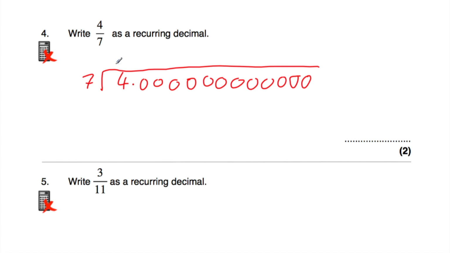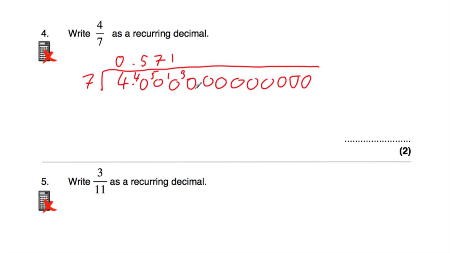So 7. So how many 7s go into 4? So it's going to be 0, remainder 4. How many 7s go into 40? Well, 6 times 7 is 42, so it's not going to be 6, it's going to be 5. 5 7s are 35, so 5, remainder 5. How many 7s go into 50? Well, 7 times 7 is 49, so it's going to be 7, remainder 1. How many 7s go into 10? That's going to be 1, remainder 3.